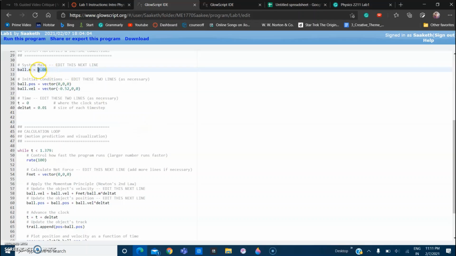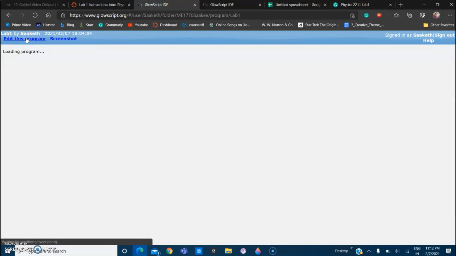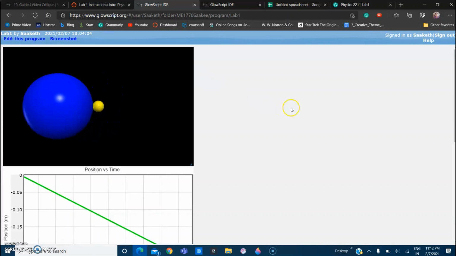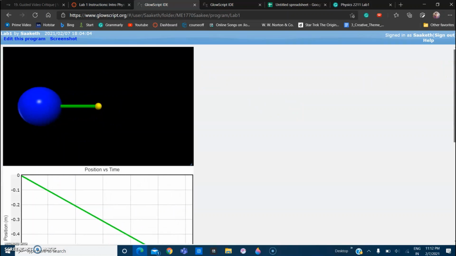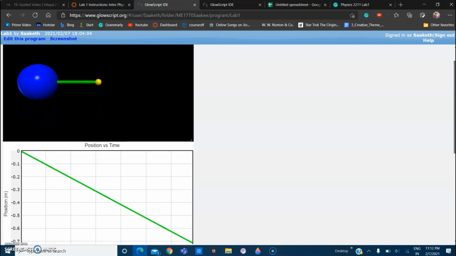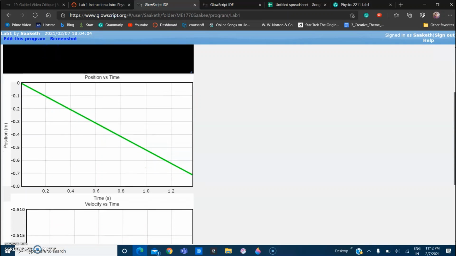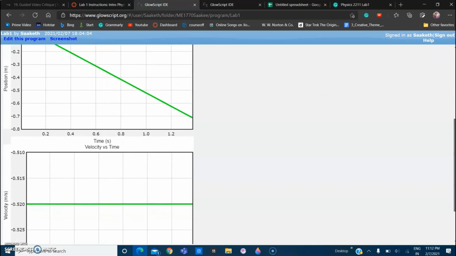Here, I set the ball mass to 80 grams, as I said before, and I set the ball's velocity vector to minus 0.52 meters per second. This is the value which I got when I measured the time taken by the ball to travel between 2 points in my earlier experiment, the one I did in real life. And if I run this, this is the simulation I get. As you can see, the velocity is constant at minus 0.52 meters per second.